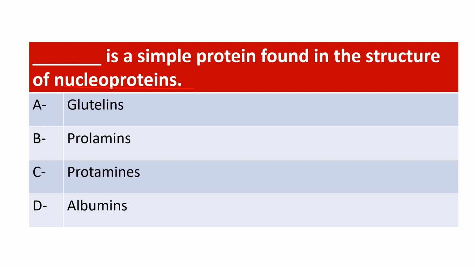I hear you saying you are looking for histones in the options, aren't you? Yes, histones are the main proteins in the structure of nucleoproteins and play a role in DNA packaging. However, this term is not included in the options. Therefore, the question may be incorrect, or we should look for another answer. And yes, we have another answer, and it is protamines. Protamines are also simple proteins found in sperm cells that play a role in DNA packaging.